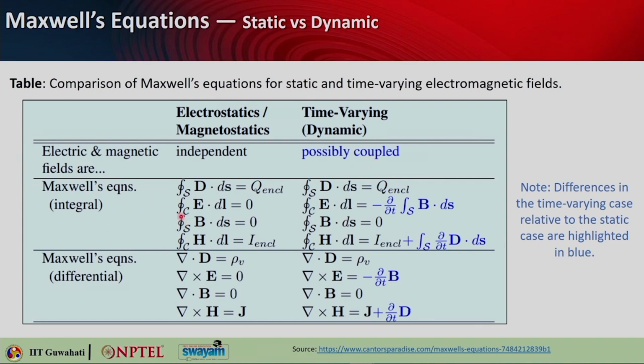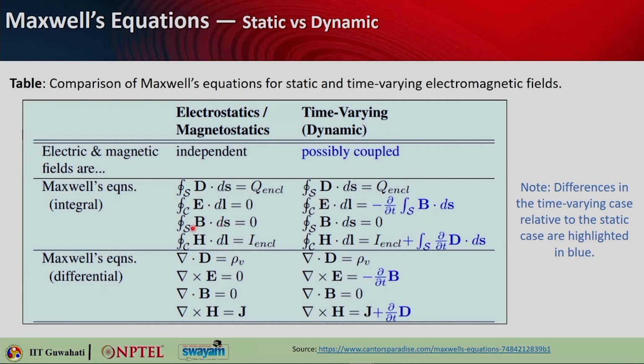Maxwell's equations here are all given in the integral form. In electrostatics, you have seen very well that the surface integral of the electric flux density gives you the enclosed charge, and that remains the same even in the time varying case. Similarly, the electric field line integral is 0 in electrostatics, but in the time varying case, you will see that it can be related to the rate of change of the magnetic flux density.